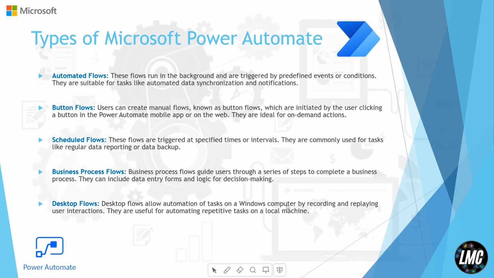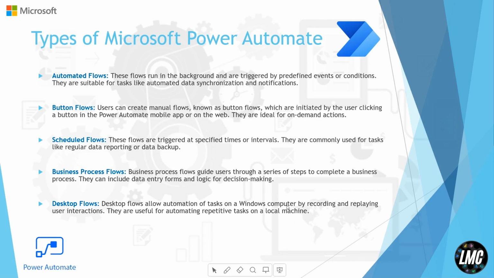Alright, now we have automated flows. These flows run in the background and are triggered by predefined events. Note this point, events. So what are events? Events can be anything, like receiving a mail is an event, getting a call is an event, getting a message is an event. When an item is created in a SharePoint list or any data source is an event. Let's say somebody joined the organization today, that is also one kind of event. So automated flows are those flows which will trigger when some predefined event or condition happens.